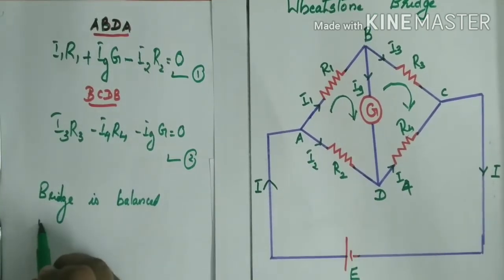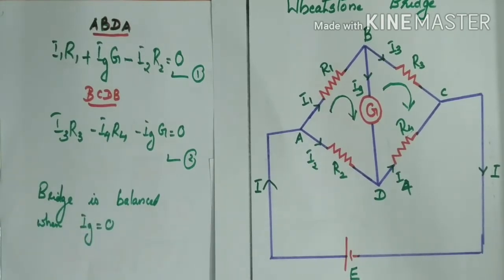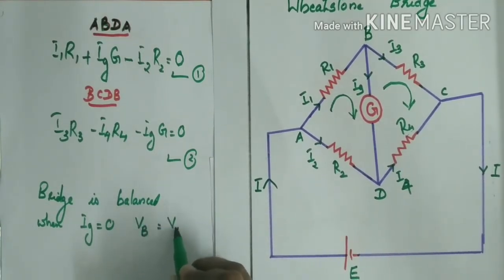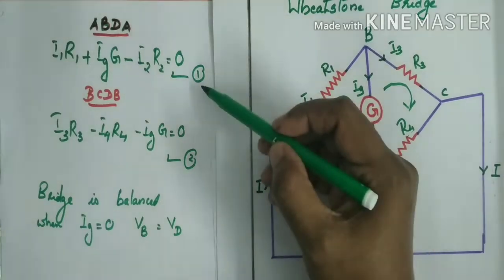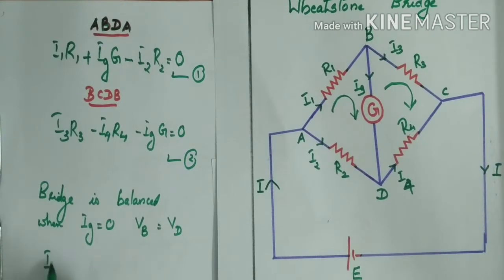The bridge is balanced when the current through the galvanometer is equal to 0. When the current through the galvanometer is 0, then the potential at the point B and the potential at the point D are equal, or the potential difference across BD equals 0. If you substitute that condition in the first equation, we can take Ig equal to 0. The first equation becomes I1 R1 minus I2 R2 equal to 0, or we can write I1 R1 is equal to I2 R2.